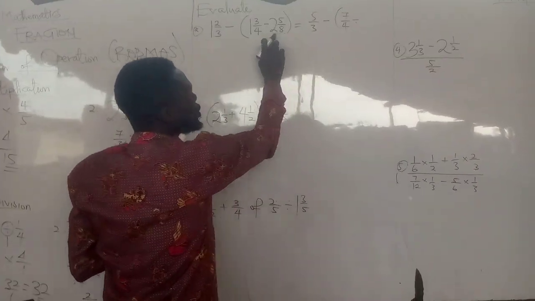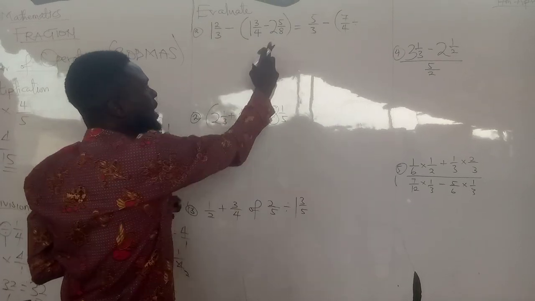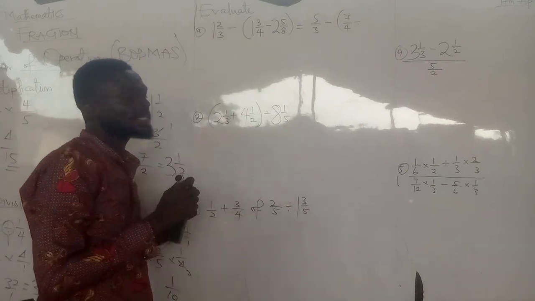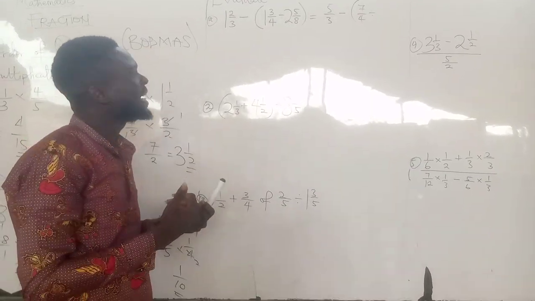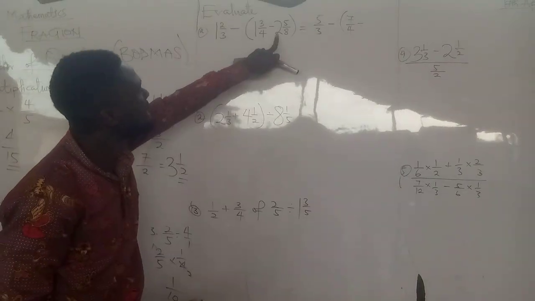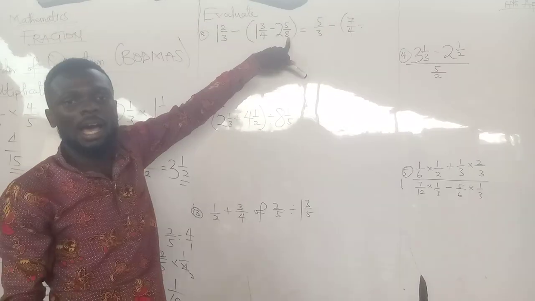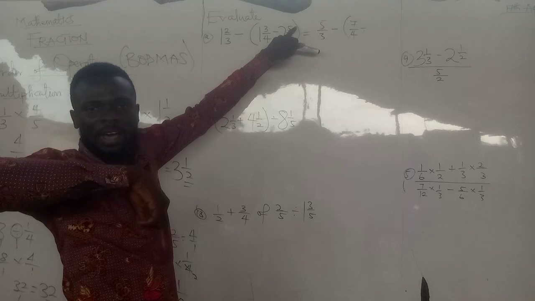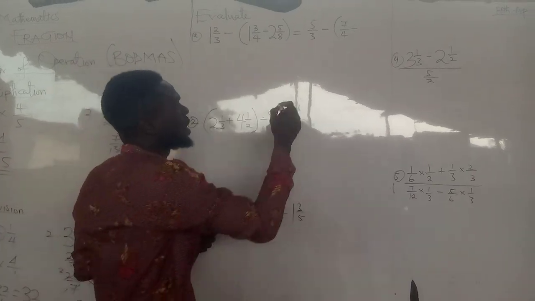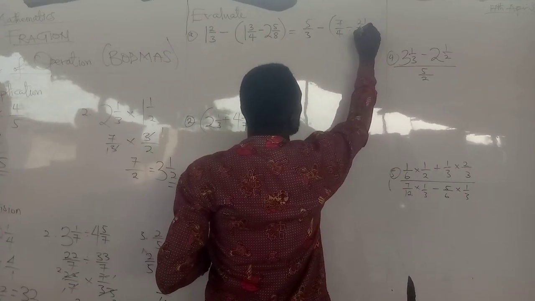Then you also change this one into improper. This time this is 16 plus 5. So 16 plus 5 is 21, because 8 times 2 is 16. So 16 plus your numerator 5 is going to give you 21. So we have 21 over 8.